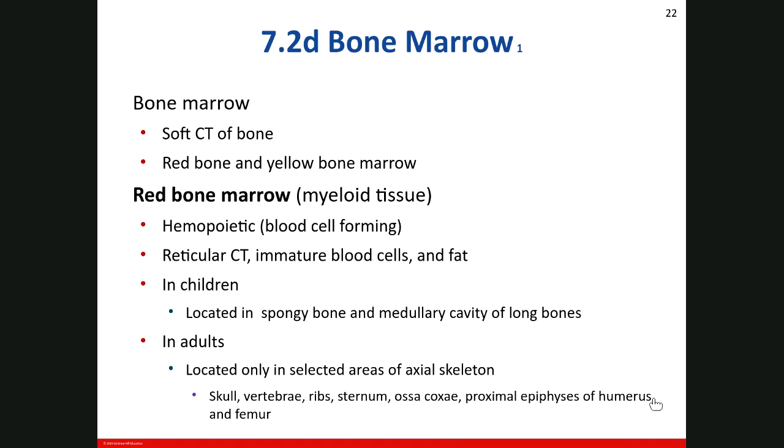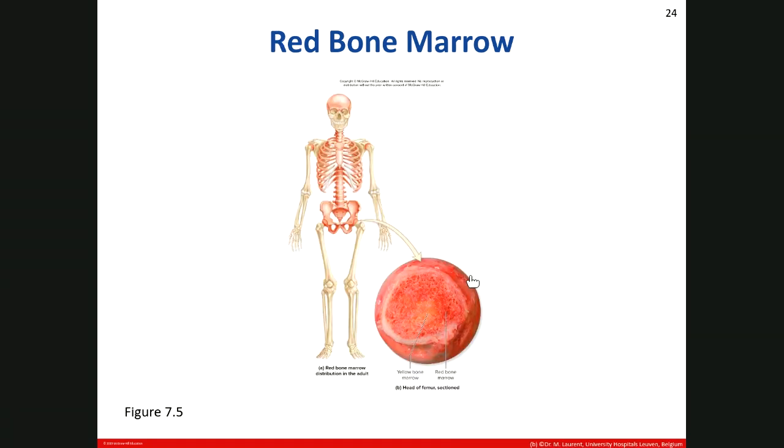In this picture, you can see the location of red bone marrow. The red bone marrow is located in the skull bone, as you see here, the cranial bone. We have it in our ribs, in the vertebrae, in the hip bone, and also the proximal extremity of the humerus and the proximal extremity of the femur.